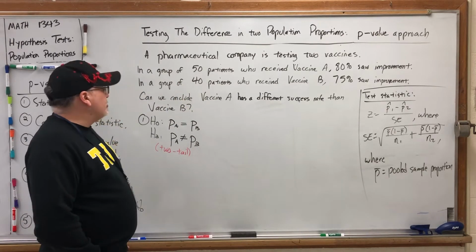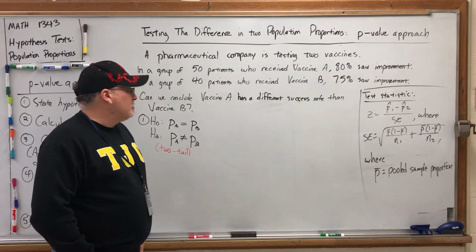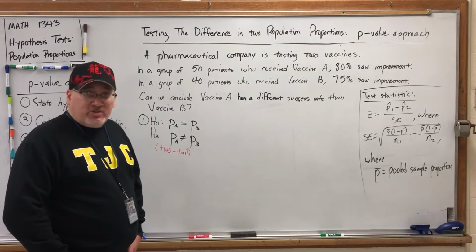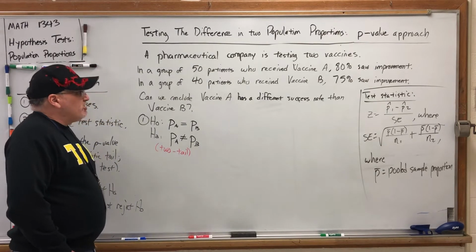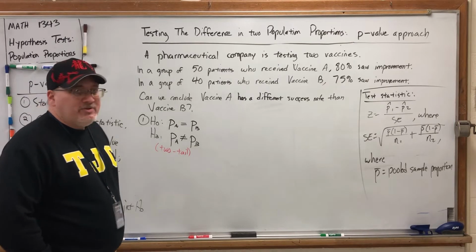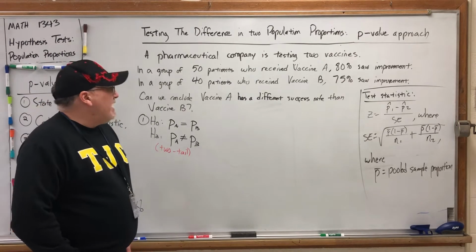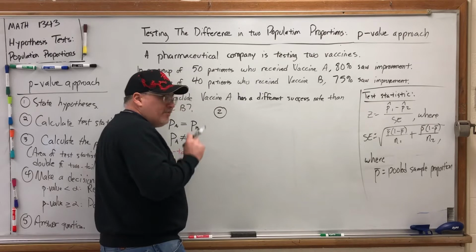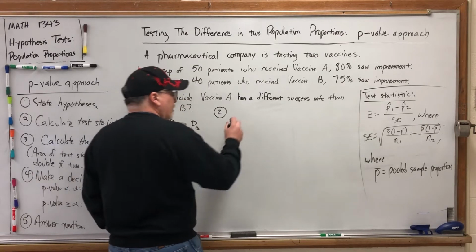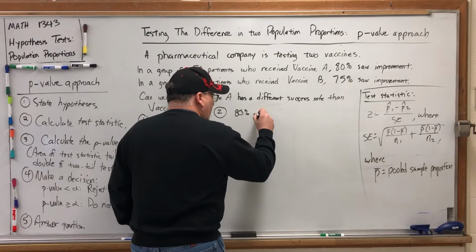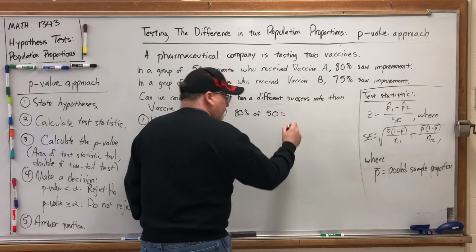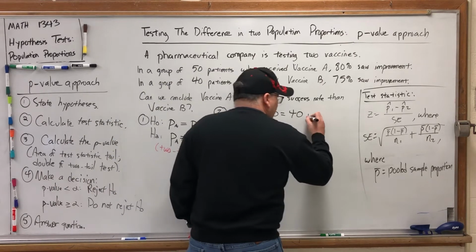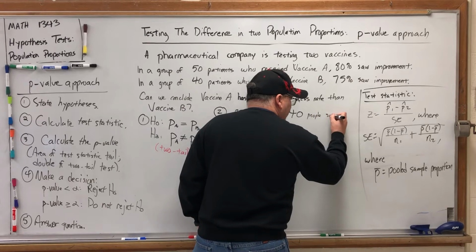But the problem here is we weren't told how many of the 50 patients saw improvement, and we weren't told how many of the 40 patients saw improvement. We were only told the percentages. So if 80% of the first group saw improvement, how many was that? Well, that would just be 80% of 50. So before we even calculate the pooled proportion, we have to do a little bit more detective work, if you will. 80% of 50 is 40. Convert the 80% to a decimal and multiply. So 40 people saw improvement.